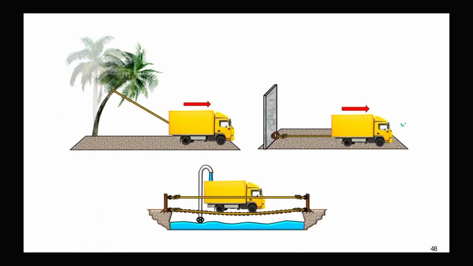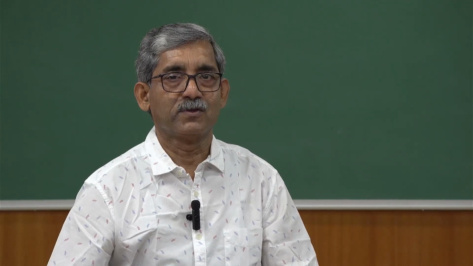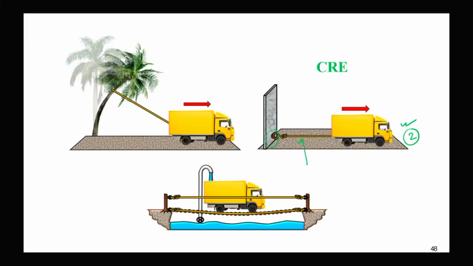Now if you see story 2, the rope is getting extended at a constant rate because the truck is moving at constant speed. Here the other side of the rope is fixed on a stationary wall. The wall is not moving. So the rope will get extended at a constant rate as the truck moves at constant speed. That's why this type of loading is known as constant rate of extension.